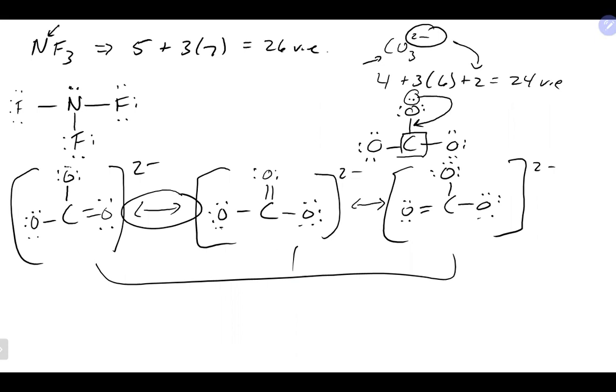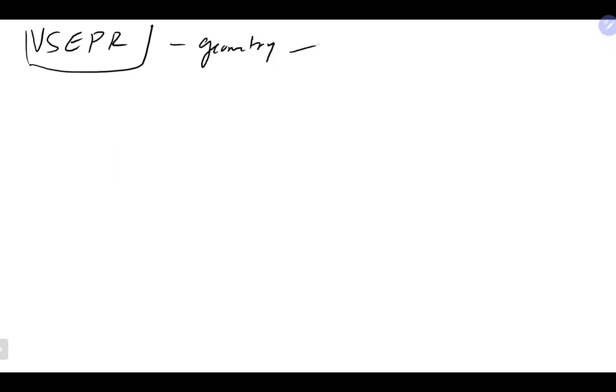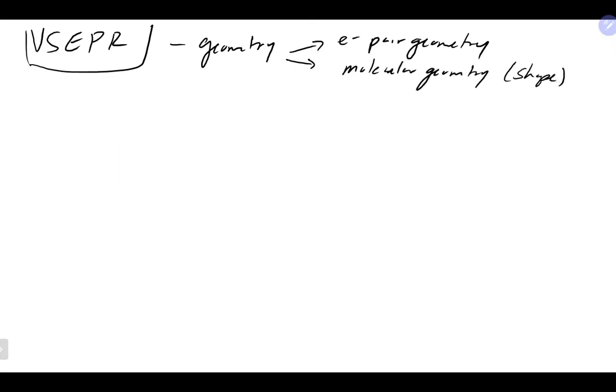With this, we talked about geometry, the valence shell electron pair repulsion model. And remember that when we do geometry, there were 2 types of geometries that we talked about. The electron pair geometry, which describes how the electrons are arranged around the atom in 3-dimensional space, and also the molecular geometry, which is sometimes referred to as the shape, which is how the overall shape changes.